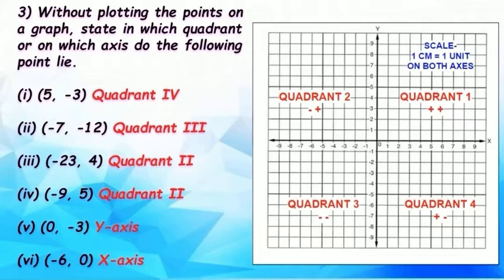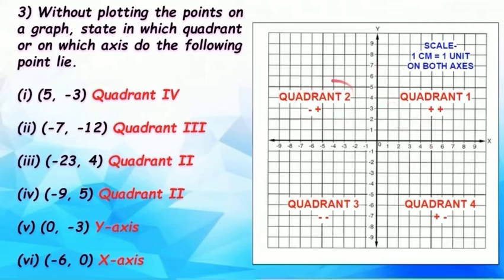Now we know in the first quadrant we have all positive numbers, that is the x coordinate is positive and the y coordinate is positive, which means all the values on the x-axis will be positive as well as all the values on the y-axis will be positive. So that is the identity of quadrant number 1.